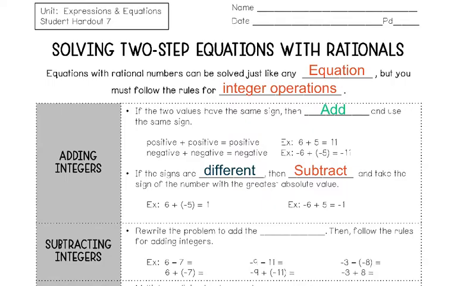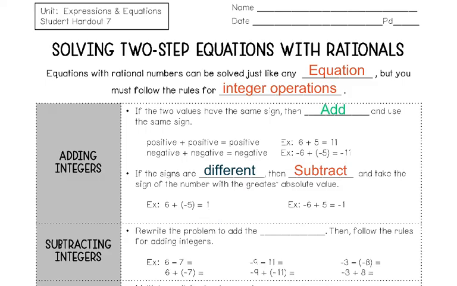So let's look at an example. 6 plus negative 5. Do they have the same sign? If the signs are different, we're going to subtract those numbers, 6 minus 5, like normal. That will be 1. And then we're going to take the sign of the number with the greatest value. 6 is bigger than 5, and the 6 is positive. So my answer would be positive.